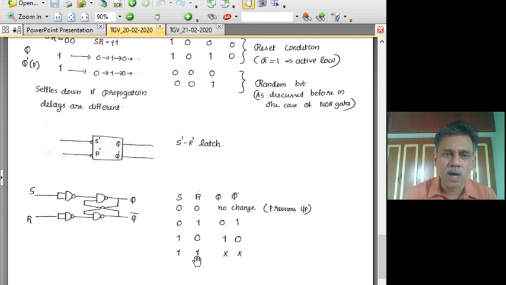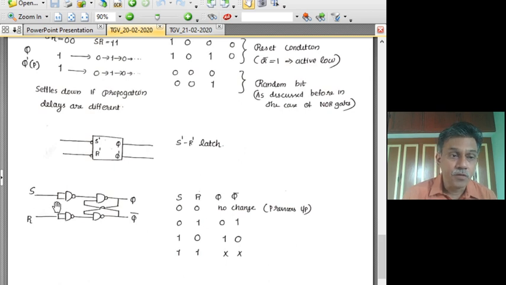And as usual, 1 and 1 are the forbidden states. Originally this was 0 0, now at the external input we have 1 1, and 1 1 becomes the forbidden state, and now this becomes simply an SR latch.